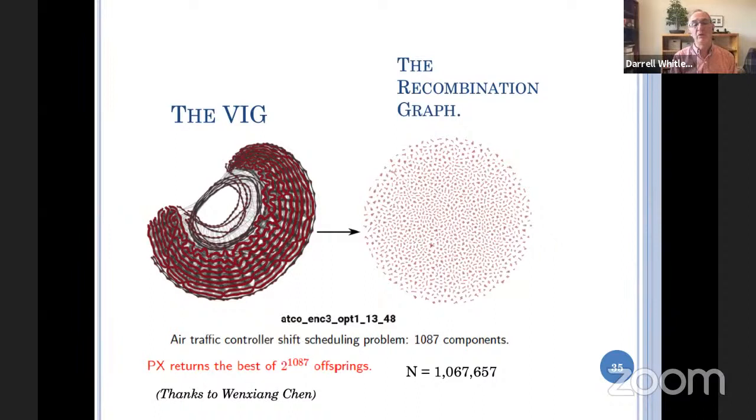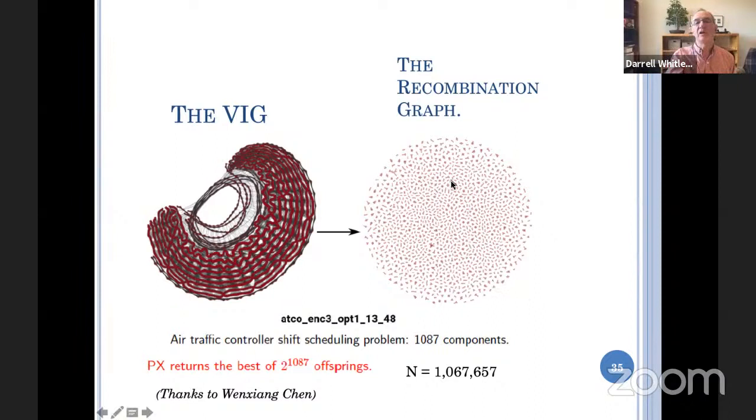We have more than 1,000 components. So that means when we do recombination in this space, we return the best of more than 2 to the 1,087th power, or more than 2 to the 1,000th power offspring. And how do we find the best offspring out of all these possibilities?